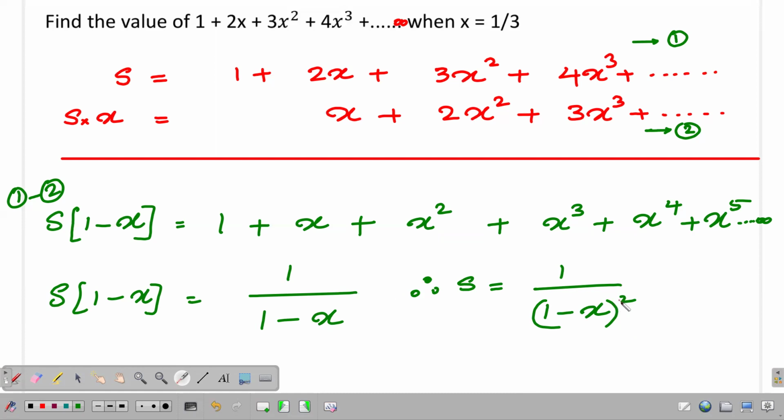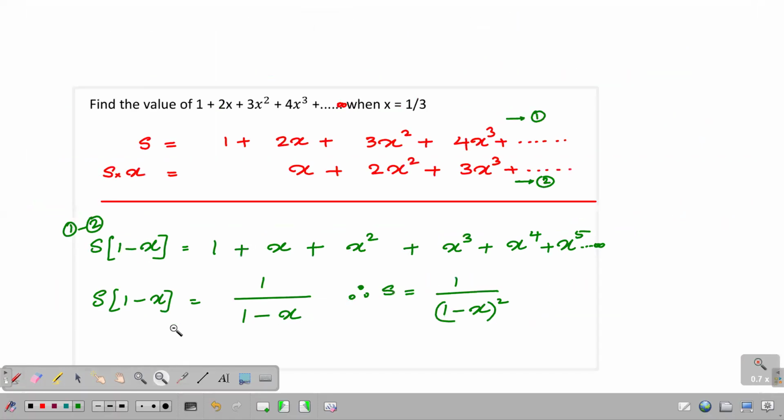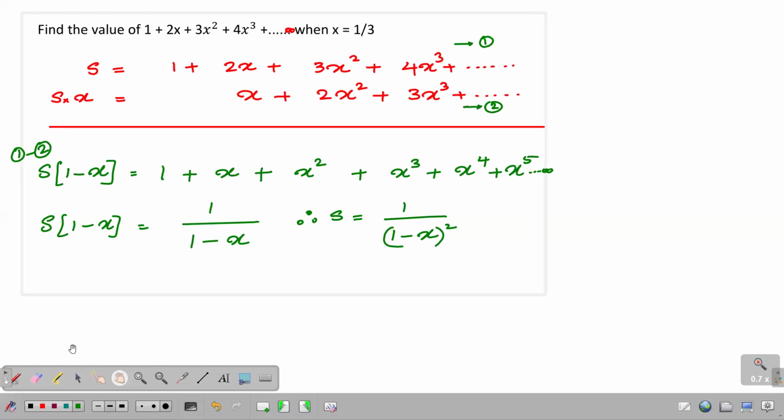Now see this, our work is over. You are asked to take the value of x as 1 by 3, right? So first, let me calculate the value of 1 minus 1 by 3. That is 1 minus x. 1 minus 1 by 3 is nothing but 2 by 3. Now what is 1 minus x the whole square? That will be 2 by 3 the whole square, that is equal to 4 by 9.